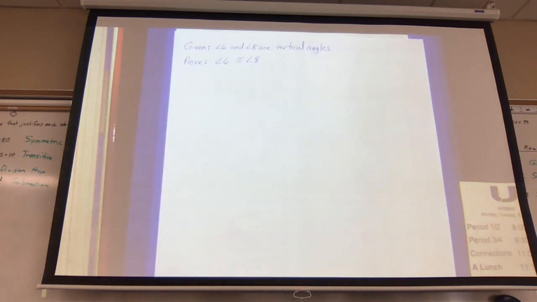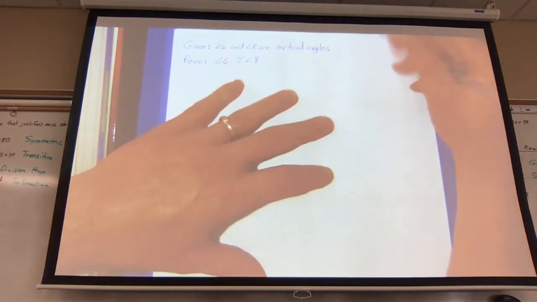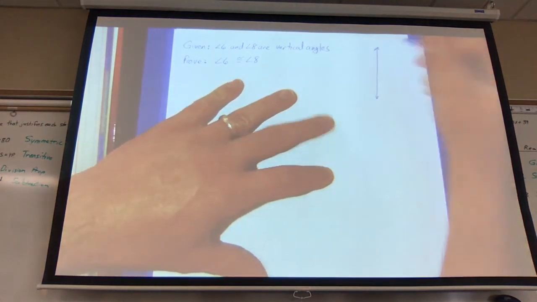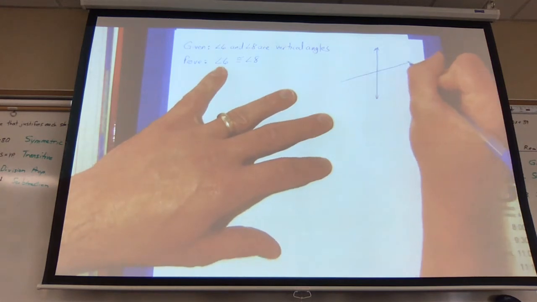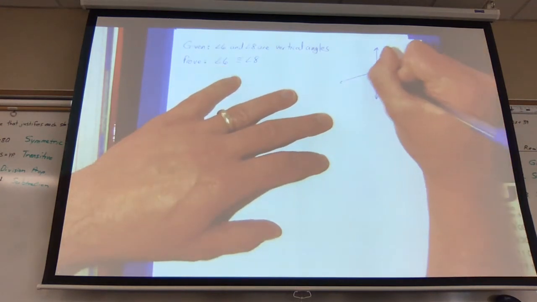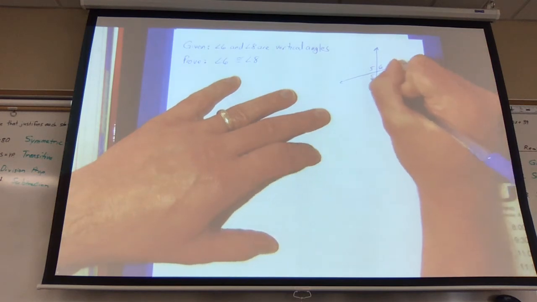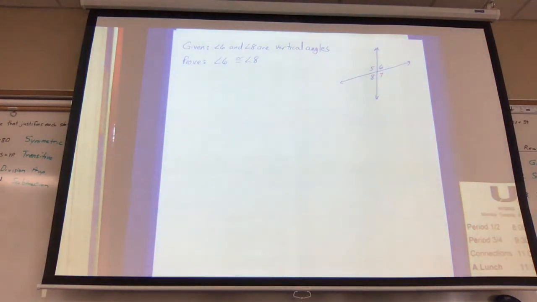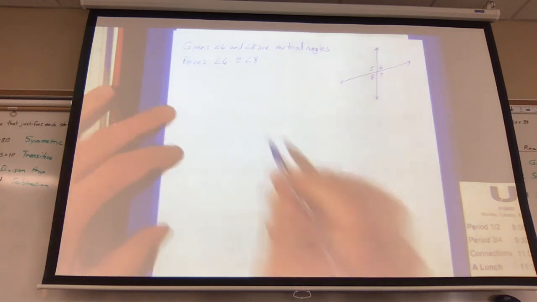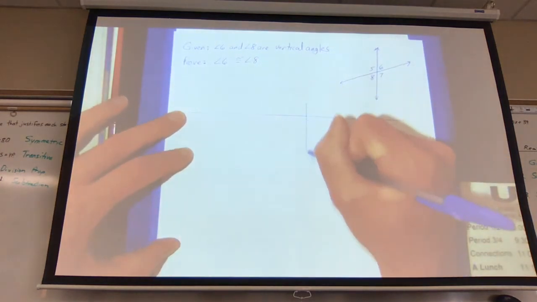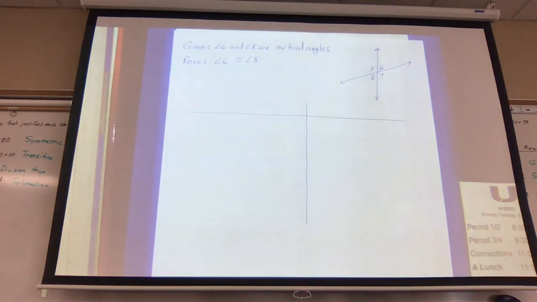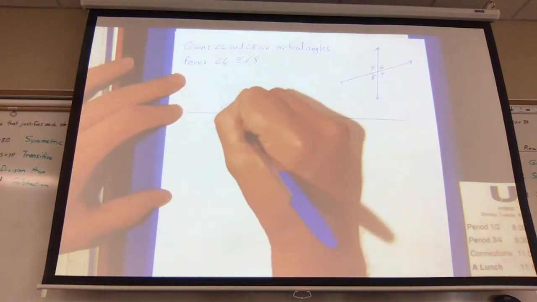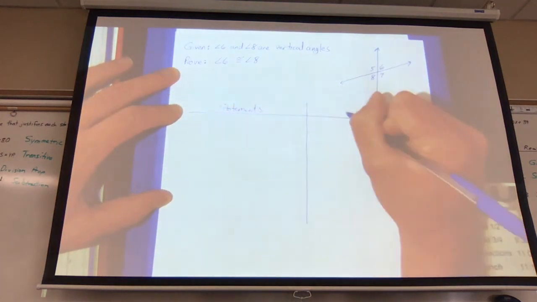And then with geometry proofs, they're going to give you a picture to go with it. So our picture is going to look like this. We have our two lines intersecting. We got angles 5, 6, 7, and 8 up there. And then like we did with the algebra proofs, we're going to do a 2-column proof. And in our 2-column proof, our statements go on the left and our reasons go on the right.